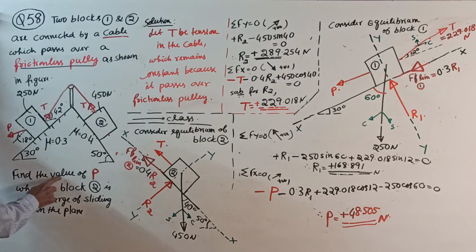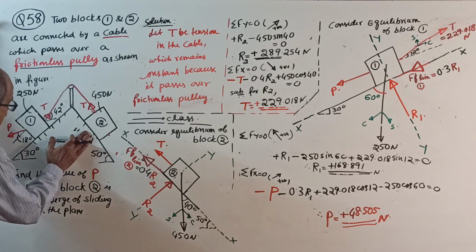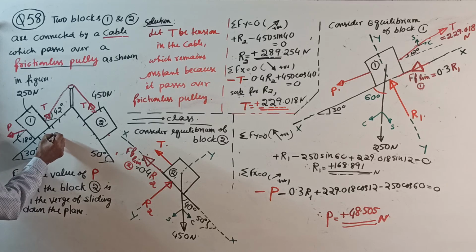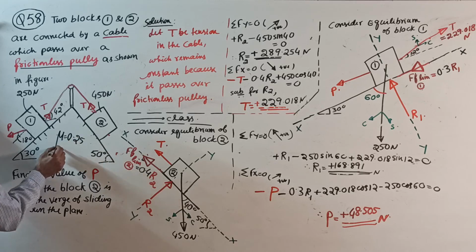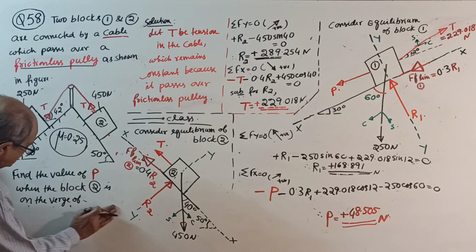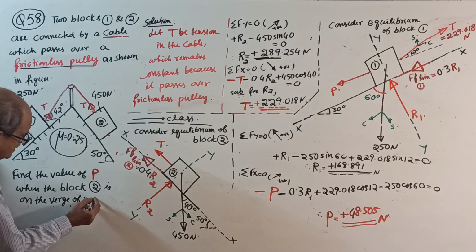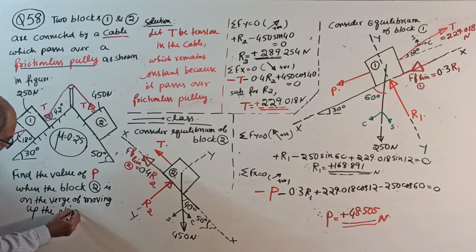See the question. Find the value of P when the, now this time I will make one more change for you. Instead of this, here I will write mu equal to 0.25. In the question, if you don't like it, you can write, find the value of P when block 2 is on the verge of moving up the plane. Reverse, up the plane is the question.